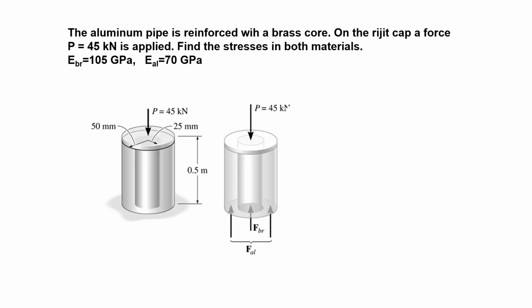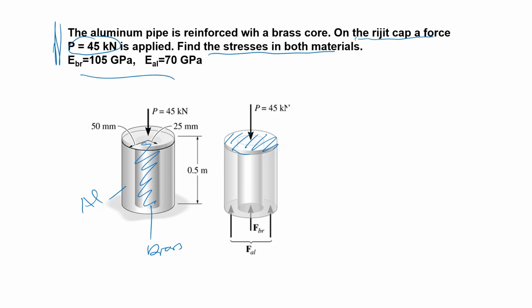Next, an aluminum pipe is reinforced with a brass core. Inside I have brass, and outside I have an aluminum pipe. On the top there is a rigid cap, okay, and on the rigid cap a force of 45 kilonewton is applied. Find the stress in both materials, in brass and aluminum.